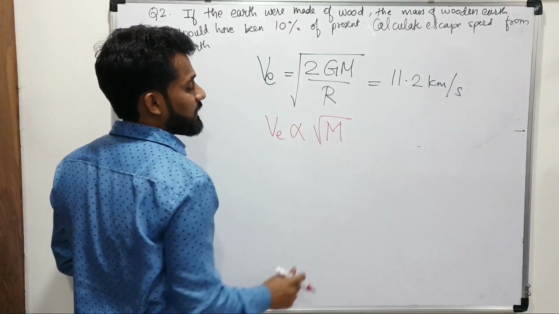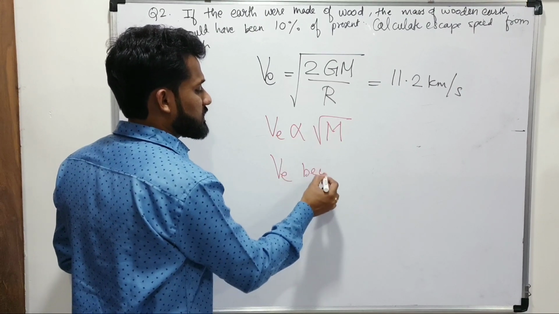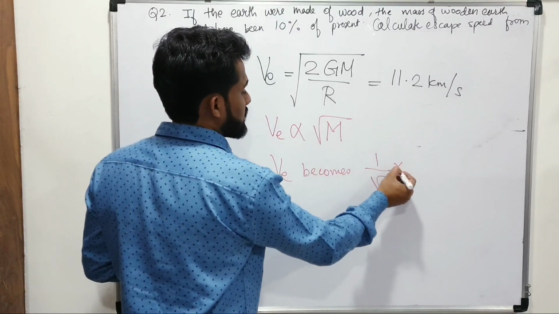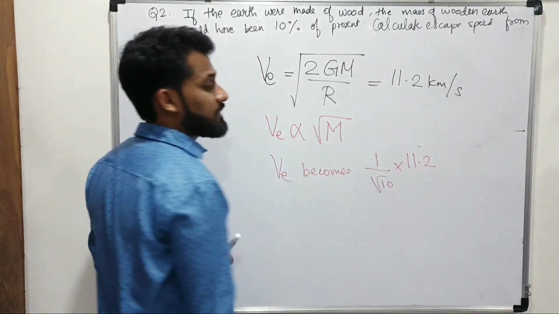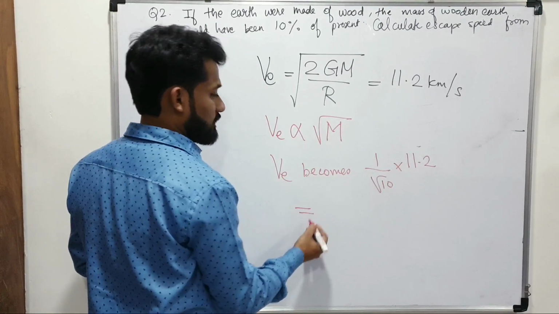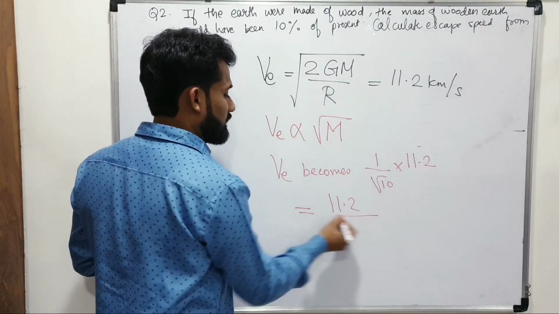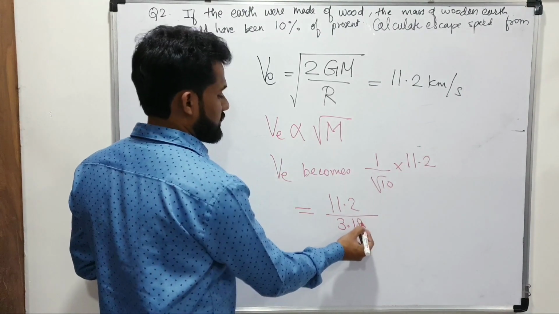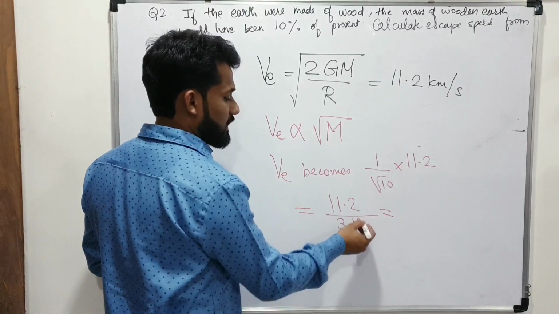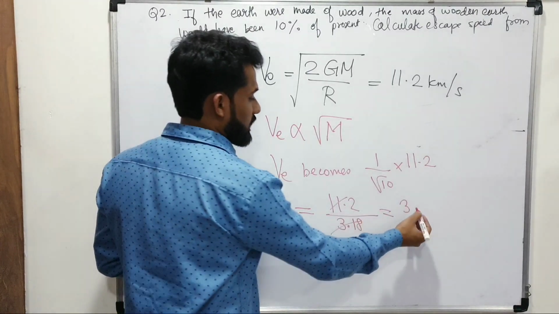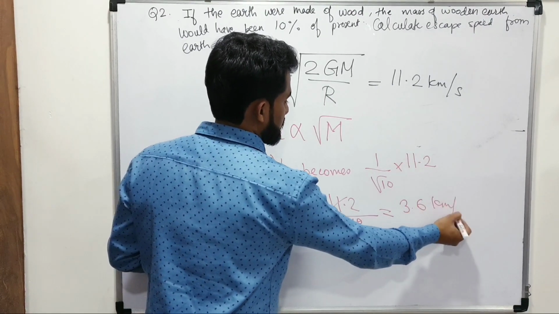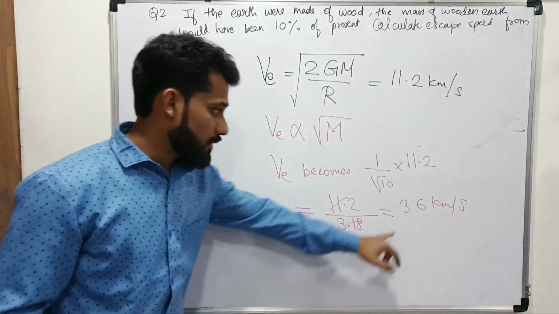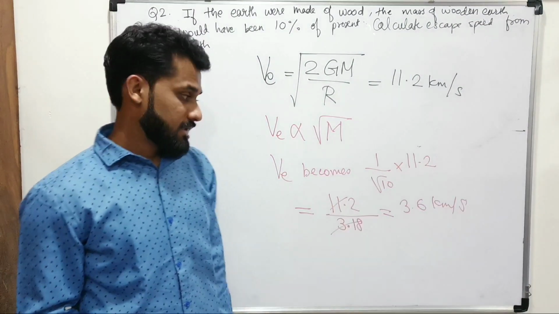And if the mass becomes 1/10, the escape velocity becomes 1 upon root 10 times the present value, 11.2. If you solve this, it becomes 11.2 divided by root 10, which comes out to be roughly 3.5 or 3.6 something kilometers per second. So this is the value of the escape velocity of that wooden Earth. This is an approximate value, you can calculate using log tables.